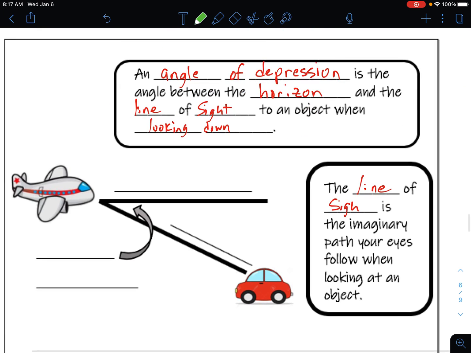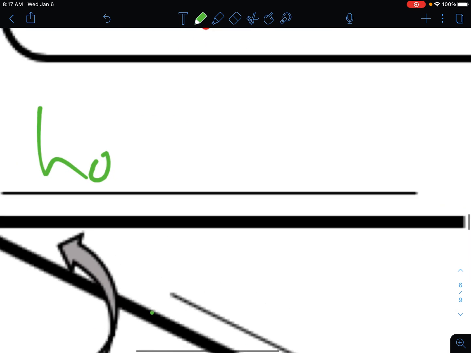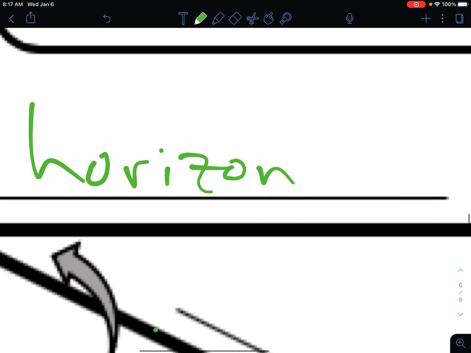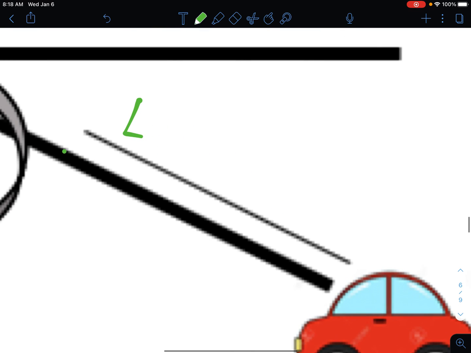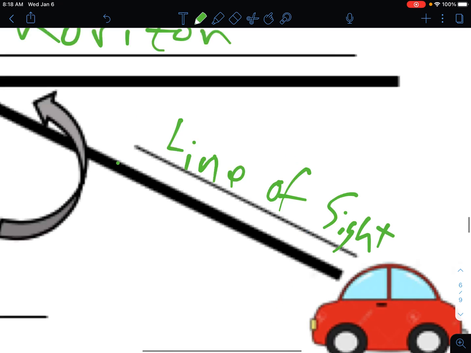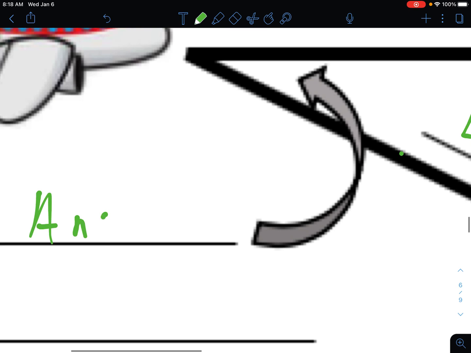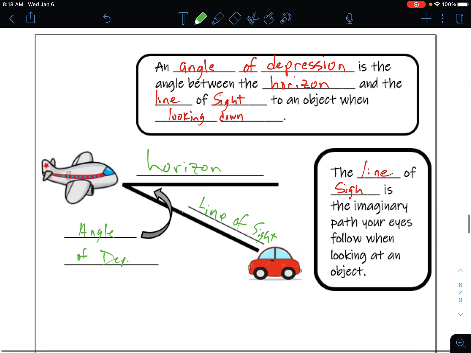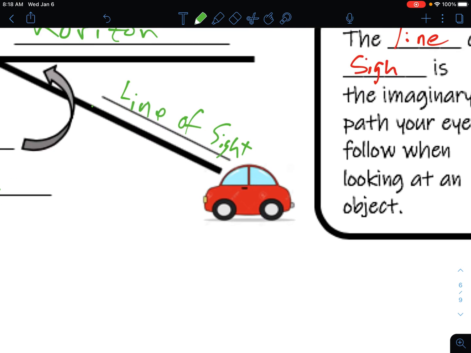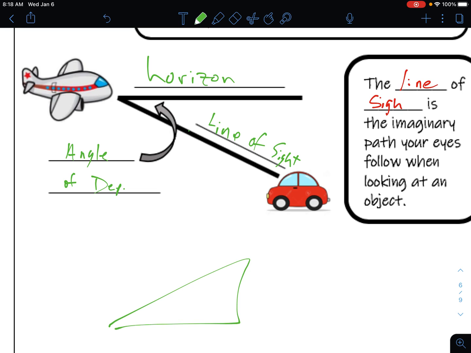All right, angle of depression is the angle between the horizon and line of sight to an object when looking down. So now we're going to be up in the air looking down. So this is still the horizon or horizontal line. This is our line of sight. And then this is going to be our angle of depression. Okay? So now it's just the opposite. It's basically, we were setting up triangles that look like this. Whoops, that's not a triangle.